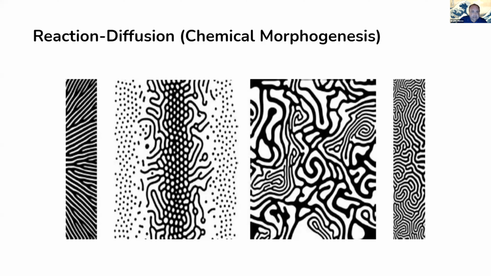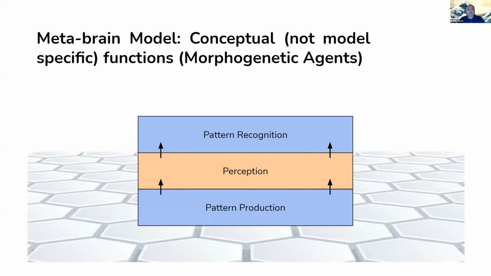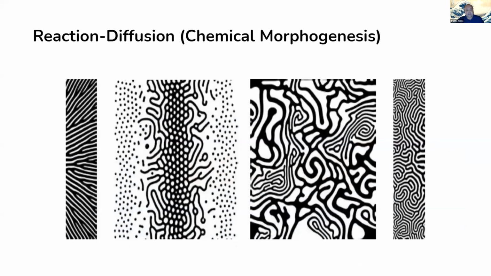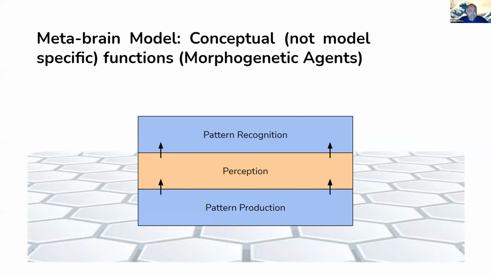It's been laid out in detail, but we're going to apply Metabrain models to this. So a Metabrain model for chemical morphogenesis is going to be, again, a conceptual but not model-specific function. And so this is where we have pattern production at the bottom, we have perception in the middle, and pattern recognition at the top. And that seems a little bit odd to think, how do you incorporate perception into this reaction diffusion model? But I'll show you how this works in a minute.